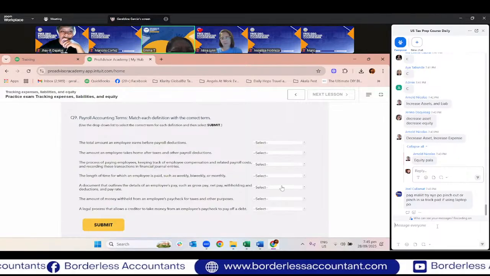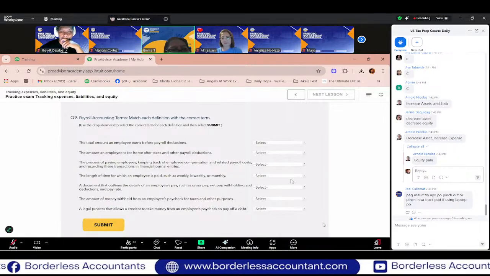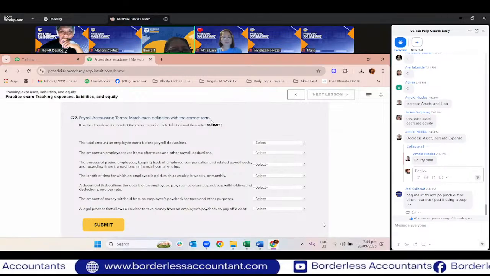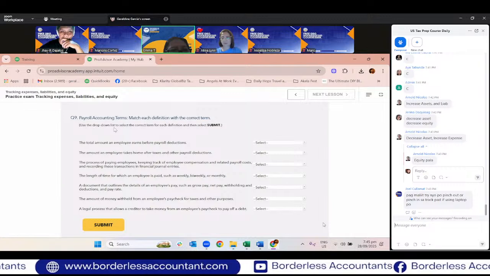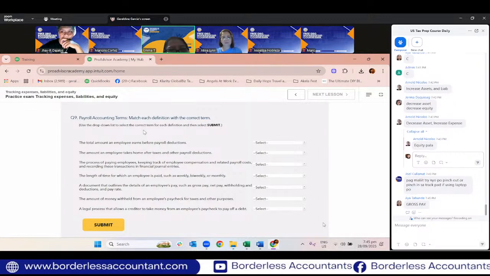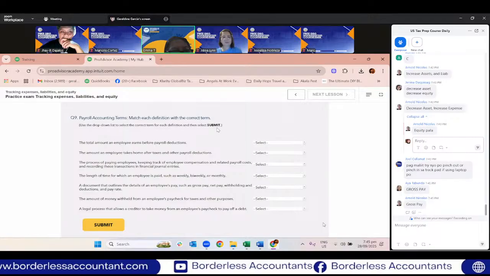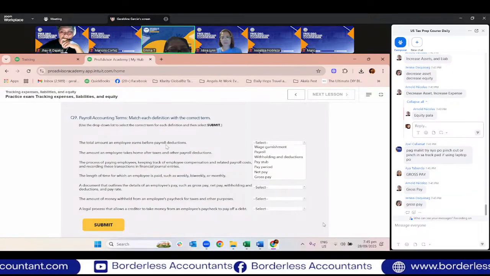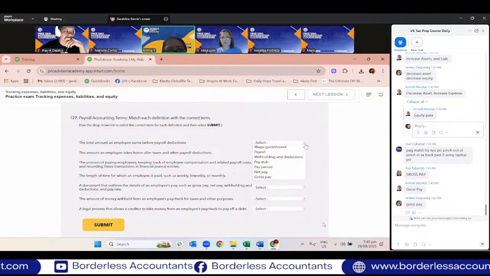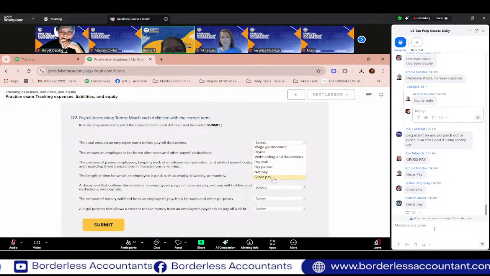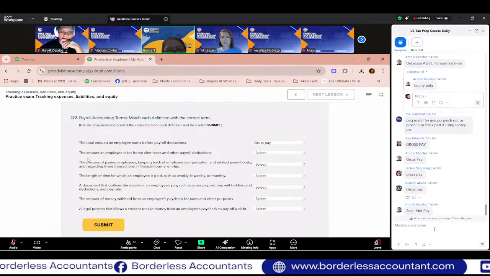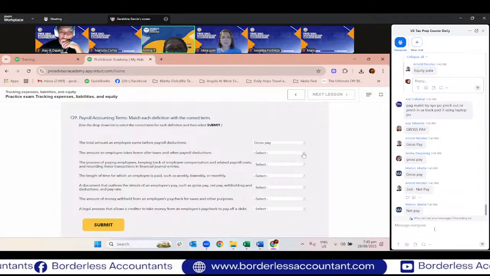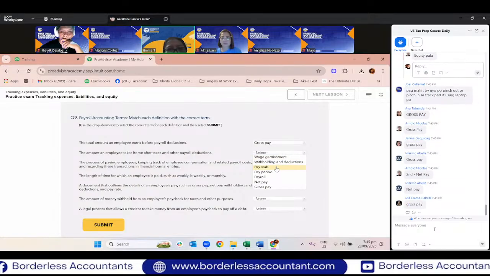So, question number 9. Payroll accounting terms. Match its definition with the correct term. Use the drop-down list to select the correct term for its definition and then select submit. The total amount an employee earns before payroll deductions. So that's the gross pay. The amount an employee takes home after taxes and other payroll deductions. So that's the net pay.